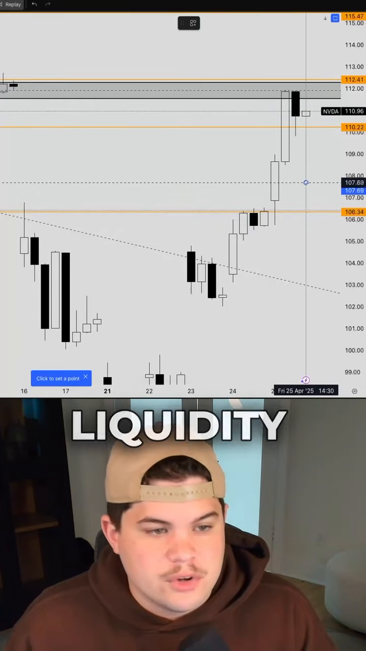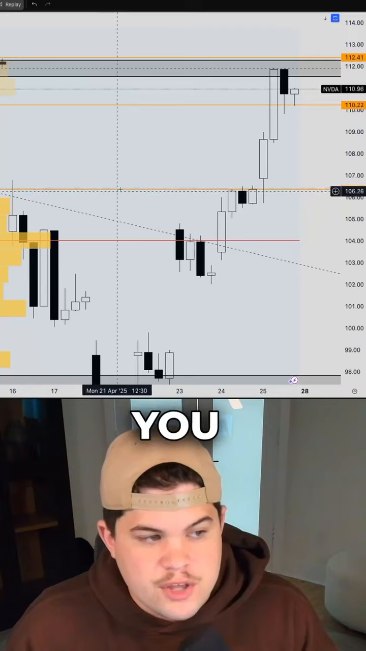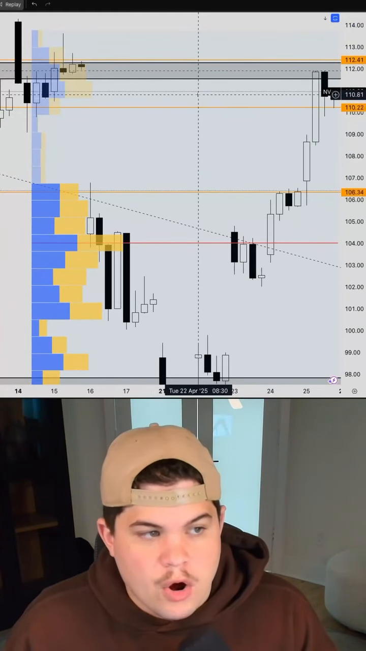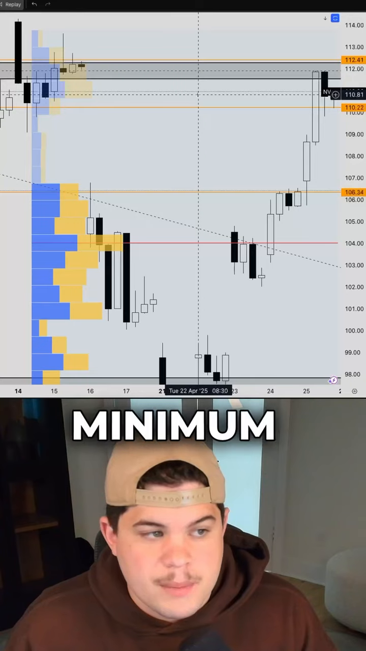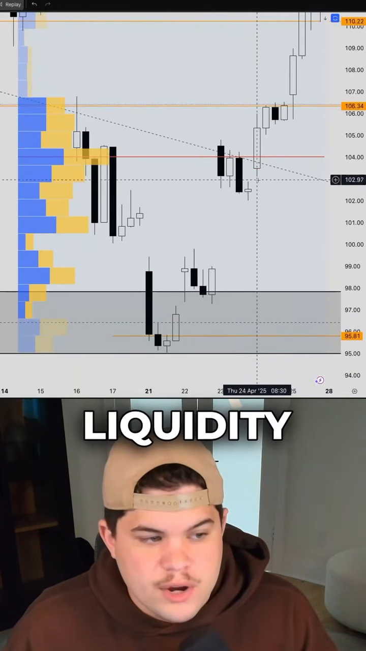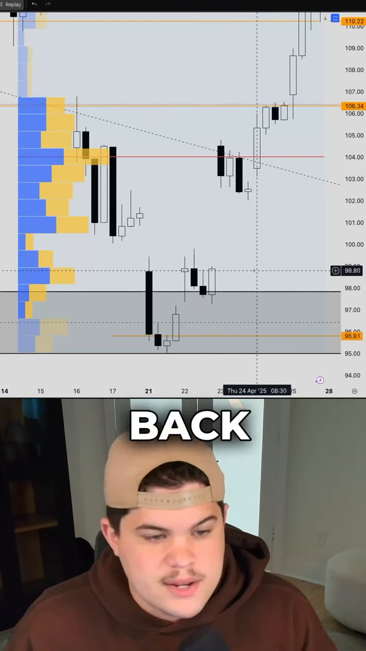It's just a lack of liquidity. So if I just draw back the VRVP, looking at the visible range here, you can see there's no liquidity above this like 106.8 all the way back into 110, 111 minimum. But then you also get the gap fill, right? And if you look back to the downside, you have a lot of liquidity here, but really once you start breaking below 102 to 101, you have no liquidity back down to 98.